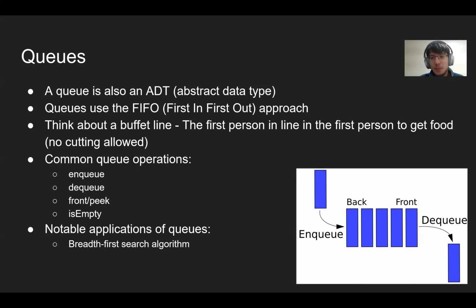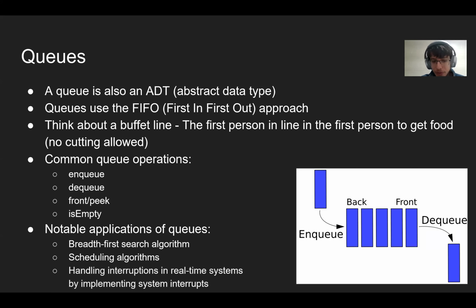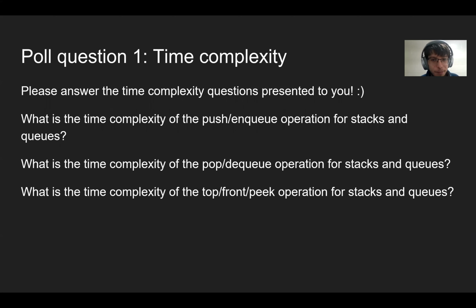And again, we'll talk about this in future weeks, but that's where you check all of the neighbors of where you are now, and then keep going outward. So yeah. Queues are also used in scheduling algorithms and handling interruptions in real-time systems. And you can build system units. A lot of this will go into more detail later.